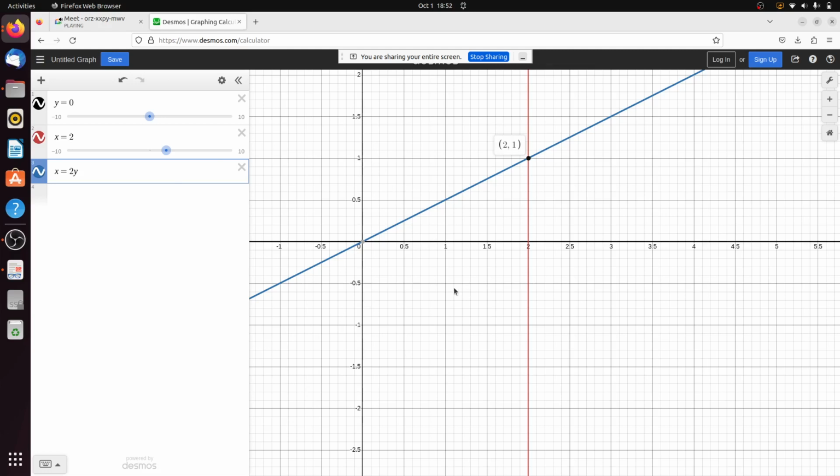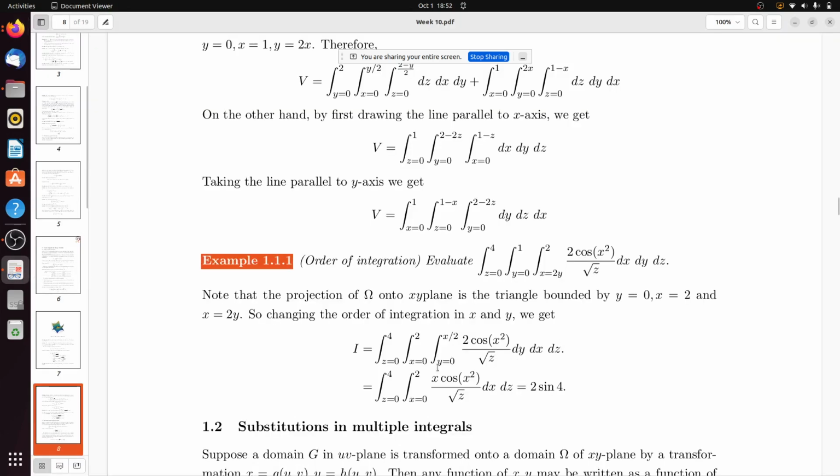Now how can you change the order of this integration? Take x varies from 0 to 2 and y varies from 0 to x by 2. Okay, now integrate with respect to y from 0 to x by 2. If you integrate this, that will be dy.